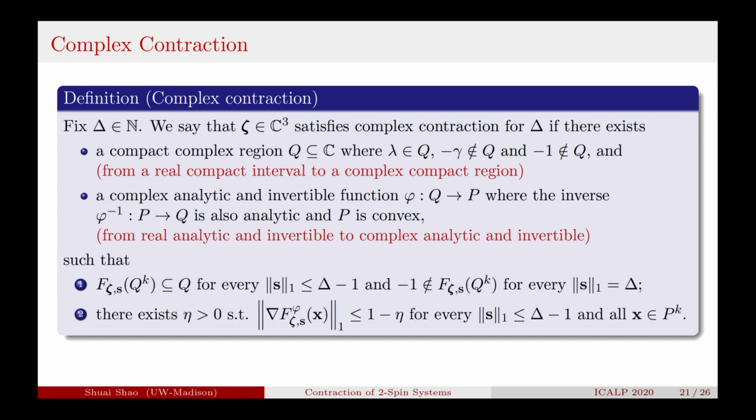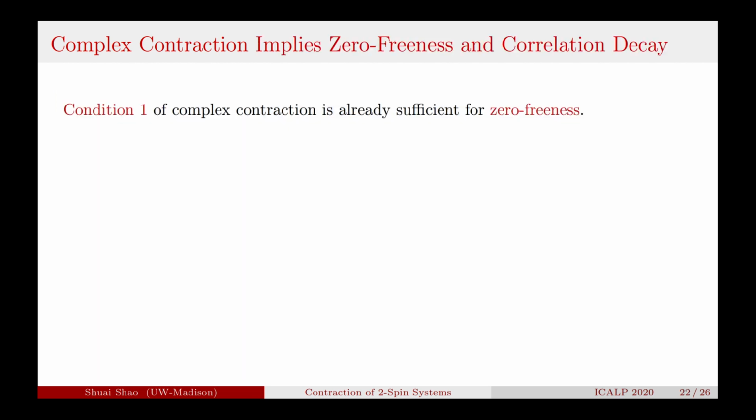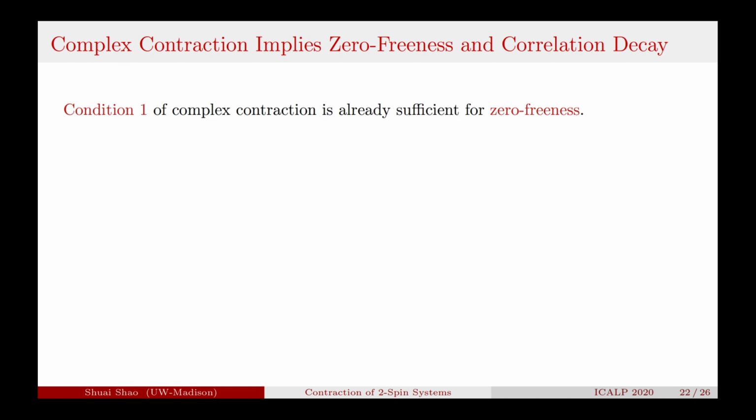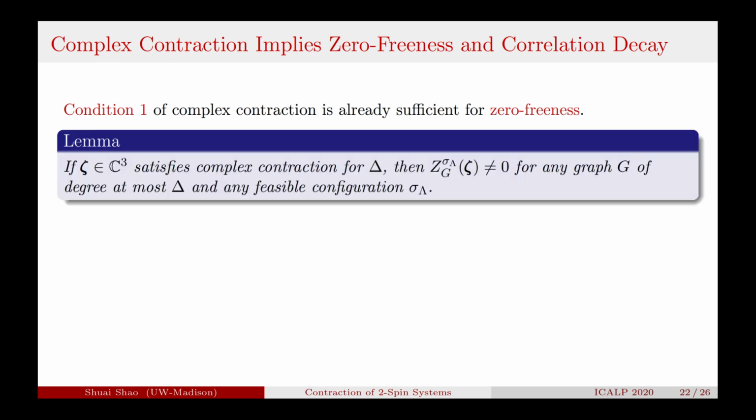And also we have some condition on the L1 norm of the gradient of the modified recursion function by this potential function. And again, we need to make sure that this modified recursion function is well defined and analytic on its domain. These are ensured by all these conditions. And we can show that condition one of the complex contraction is already sufficient for zero-freeness. So we have that if a complex parameter satisfies complex contraction for some degree bound delta, then the partition function is not equal to 0 for any graph of degree at most delta. And it's even true if this graph G has some configuration.